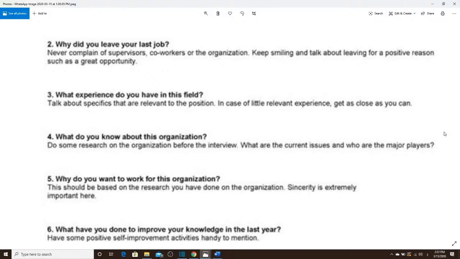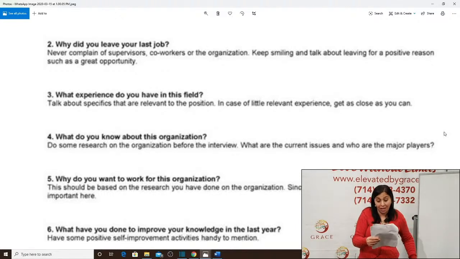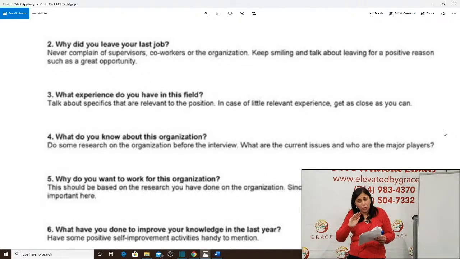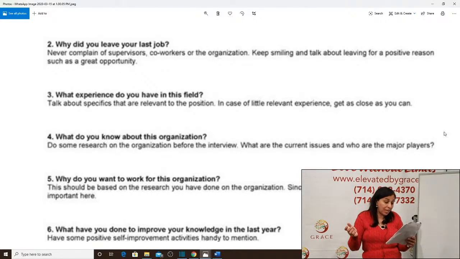Of course, you list all your jobs in your resume, but don't speak about that in the interview because it's too short, maybe 15 or 20 minutes. Focus on the experience related to the job you are applying for. Okay? In case of little relevant experience, get as close as you can. If you don't have much experience in this field, stay close, meaning jobs that may be close to it, as much as you can. What do you know about this organization?